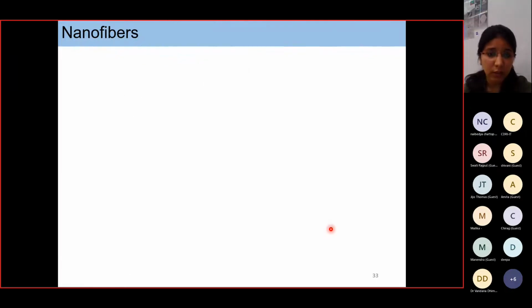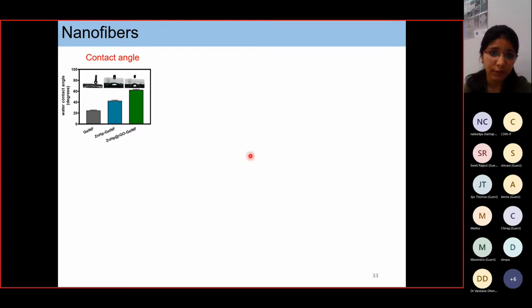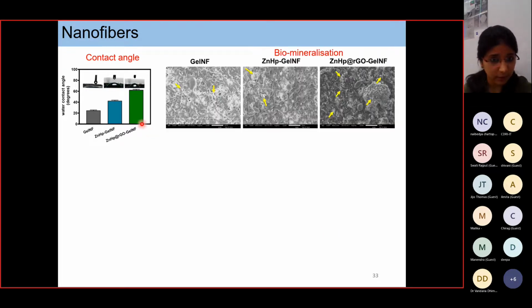Our nanofibers were then further characterized for their compatibility studies, which are important for cellular attachment as well as biomolecular attachment. The zinc doped hydroxyapatite with gelatin nanofibers were hydrophilic. The addition of RGO slightly made these fibers hydrophobic, but it was still in the acceptable range required for cellular attachment.